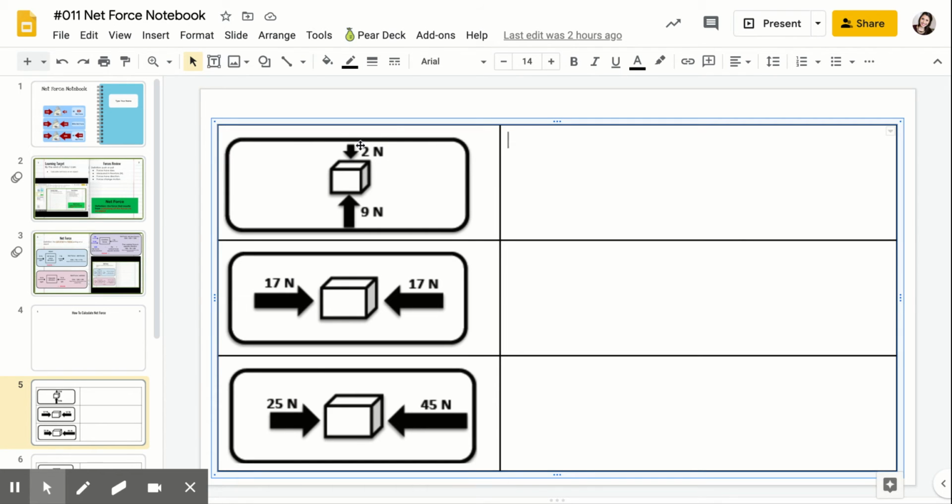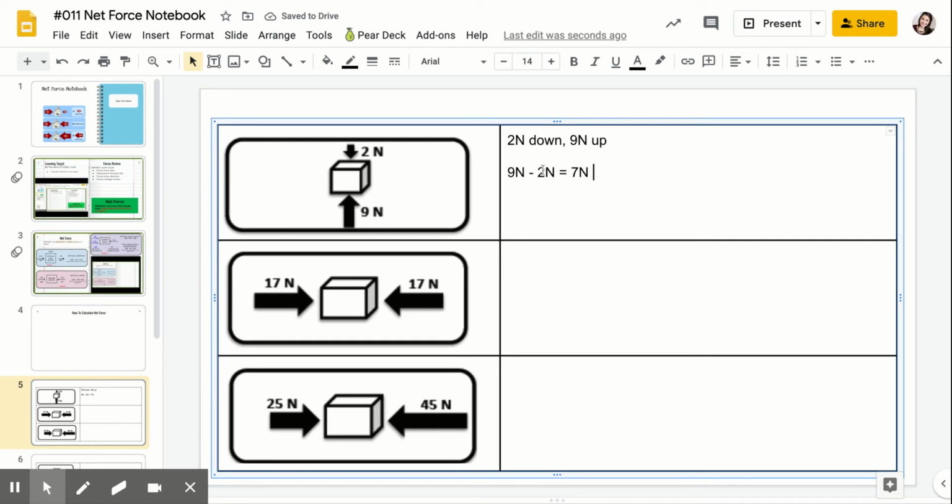So here we have 2 newtons down. So we're going to put 2 newtons down. Then we have 9 newtons up. So we're going to take both those numbers and we're going to subtract because they're going different directions. You got down and you got up. So you're going to take 9 newtons minus 2 newtons equals, so 9 minus 2 is 7 newtons.